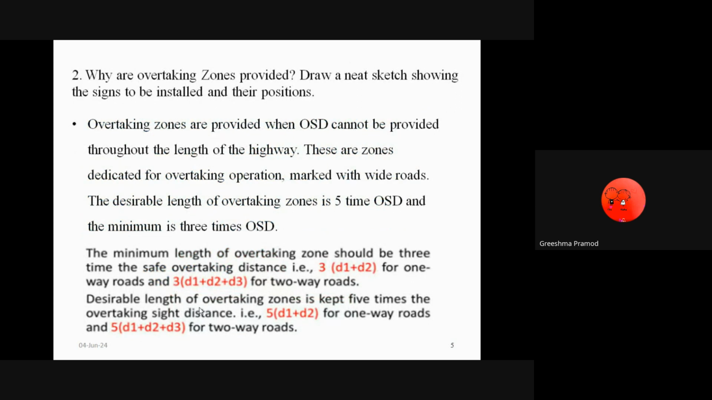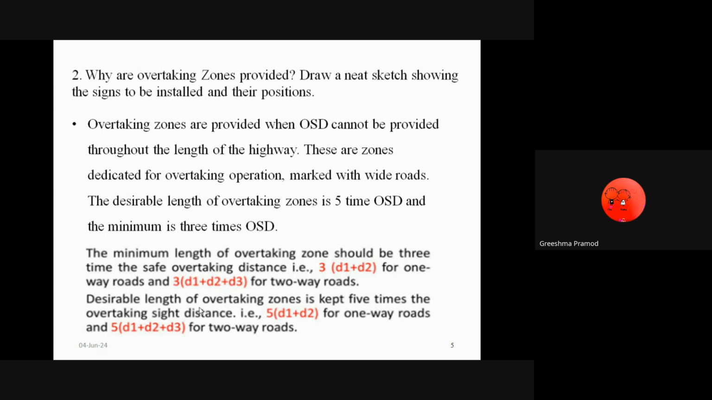So the second one: why are overtaking zones provided? Overtaking zones are provided when OSD, overtaking sight distance, cannot be provided throughout the length of the highway. So the zones which are dedicated for the overtaking operation, which are marked with white rows, where you need to install a signpost also, are known as the overtaking zone.